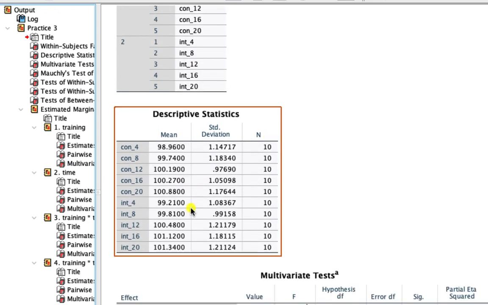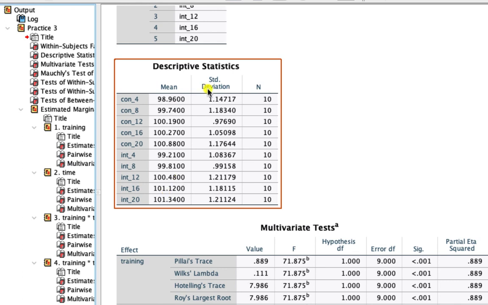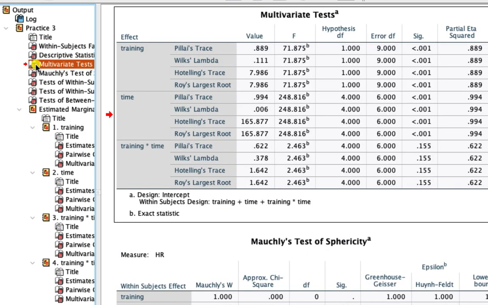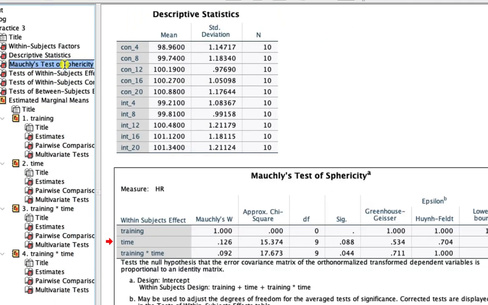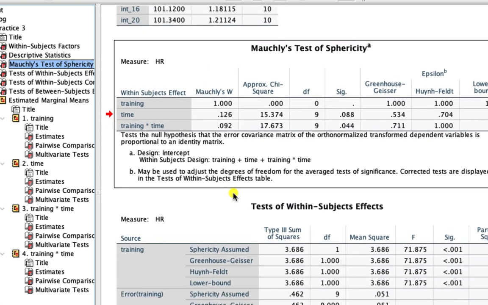Our descriptive statistics are listed here, so we can see what the means were, what the standard deviations were, and how many people were collected in each group, which should be 10 because we just repeated the same 10 measures for every single collection. The next table is our multivariate tests, which I'm going to take out. And then following that, we have Mauchly's test of sphericity, where we can see we've got a row for our training group, a row for our time points, and then the interaction between training and time.